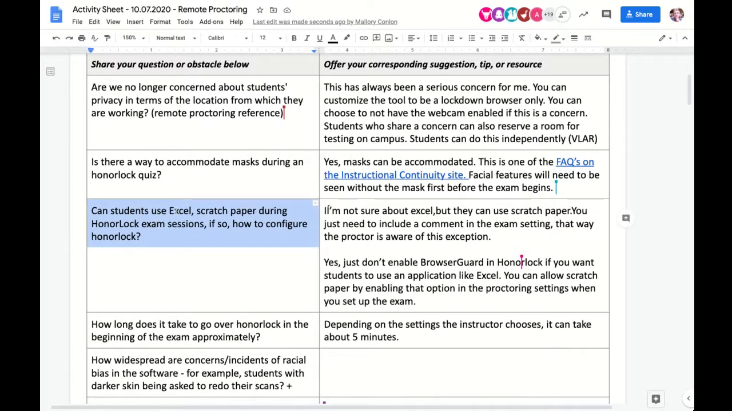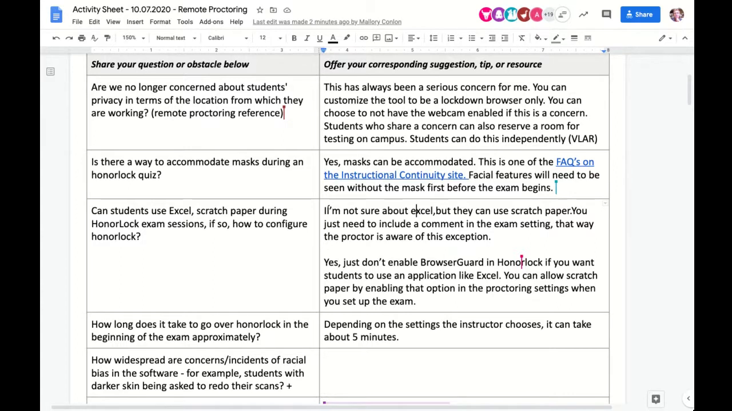All right. Can they use Excel, so another computer program, or scratch paper on their desk during an Honorlock session? And if so, how is that configured? So I've heard also that if you open up another program or go to another browser tab, that will pause the test. Now, I've not ever used it because I'm not teaching a class that would require it. So I guess I don't know the answer to that, but my understanding is that causes a problem. Is that correct, Mallory?